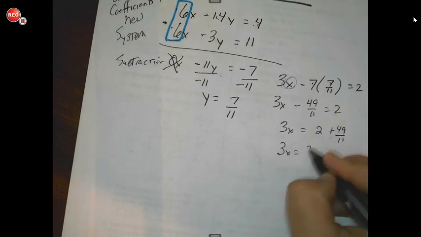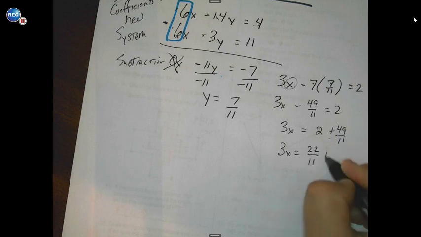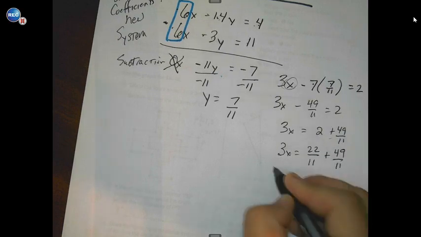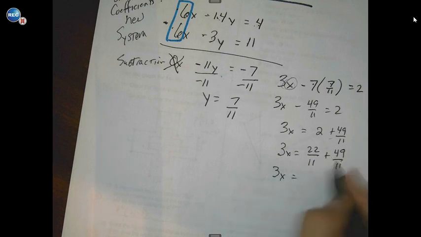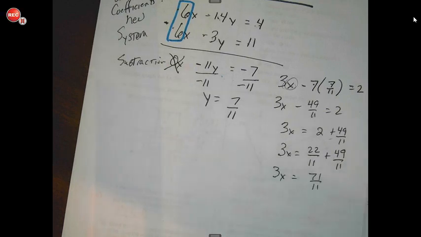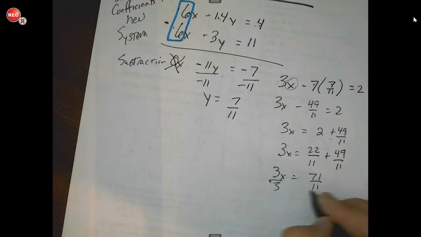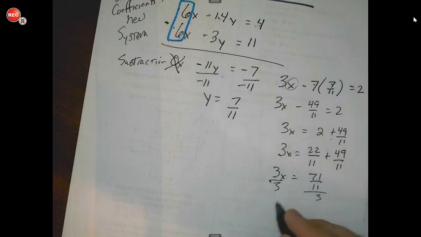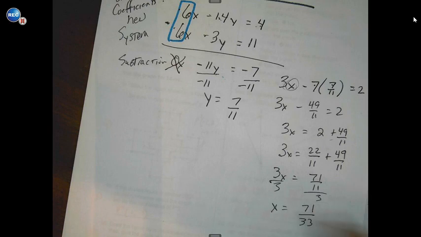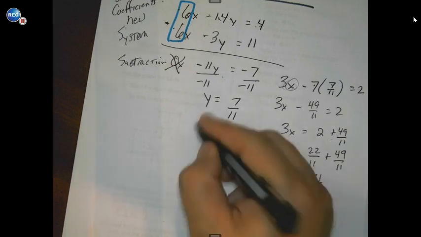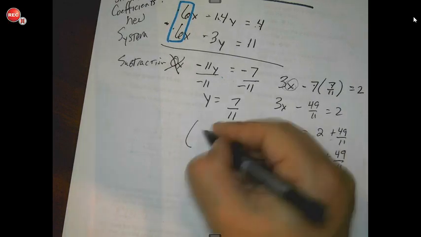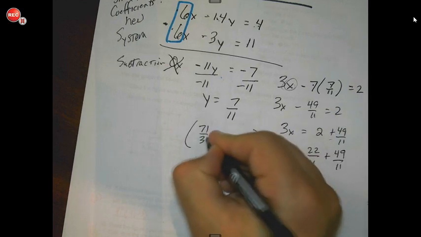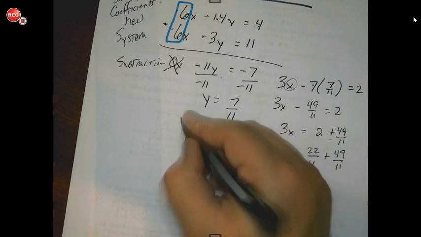3x is equal to 22/11 plus 49/11. Yuck, yuck, yuck. 71/11. All right, now we divide by 3. When we divide by 3, it's the same thing as taking the denominator times 3. And so I end up with x is equal to 71/33. So my ordered pair for my point of intersection is 71/33 and 7/11. There's our solution. All right, so that's the elimination method.